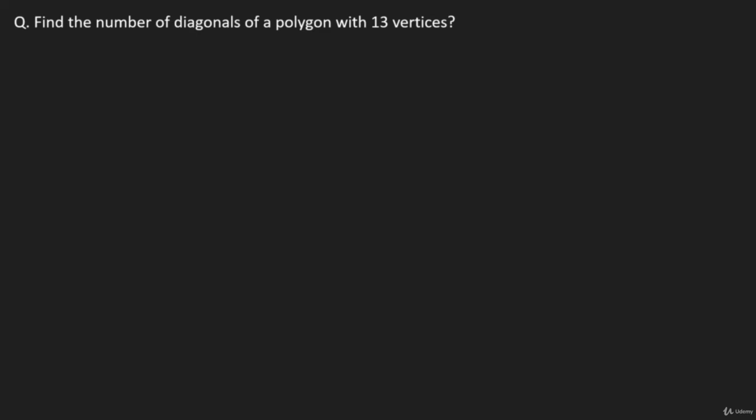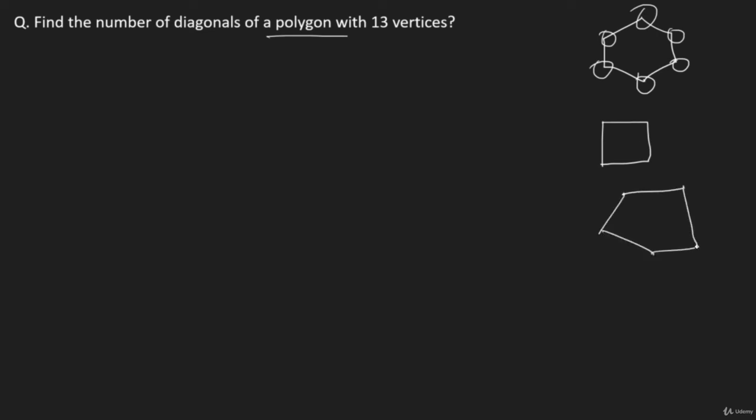Let's do it together. Now, a polygon is a simple closed curve where all the sides are straight lines. So in simple terms, if you have a shape like this, it is a hexagon. Over here you have 6 vertices, and this is an example of a polygon. Or a square is a polygon with 4 sides, 4 vertices, and if you have a polygon with 5 sides, for example, this is a pentagon. Over here you have 5 sides and 5 vertices.